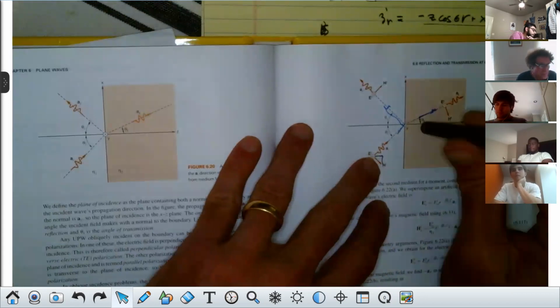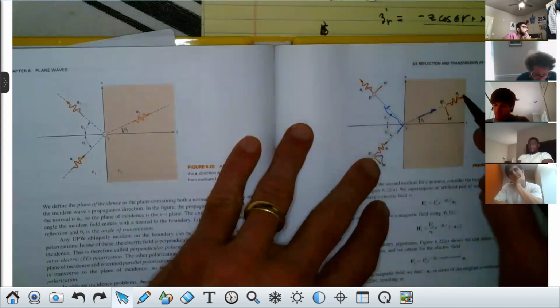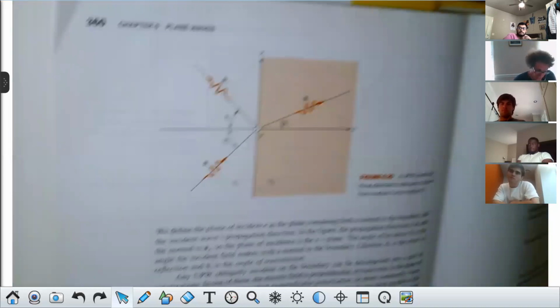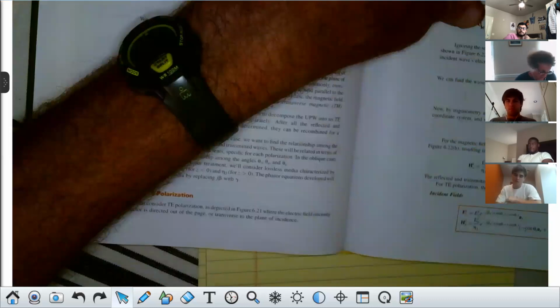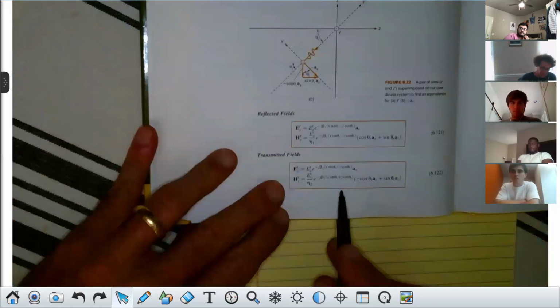The E field's still perpendicular. E cross H is the direction of propagation. It's still moving this way. The only thing different is now the unit vector in the direction of propagation is going to change. That's A transmitted. And it will give me different orientations, but the general form right here will be the same. Now, I hope y'all can see this. Y'all see this right here?